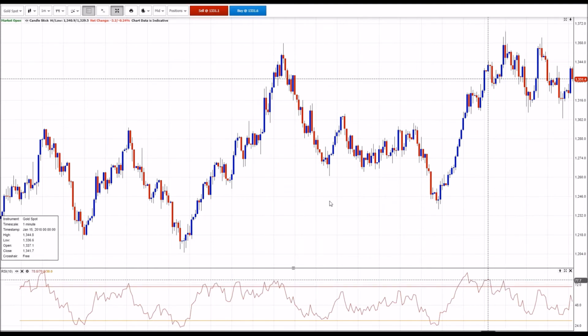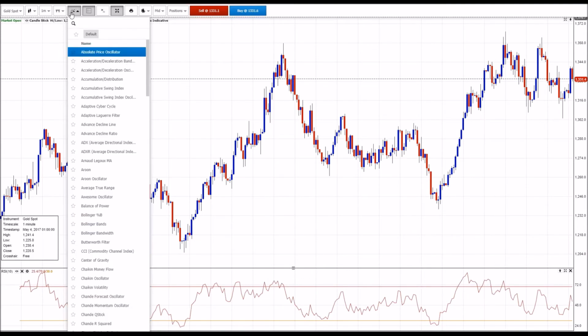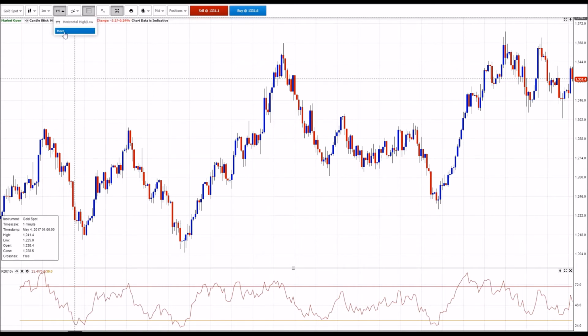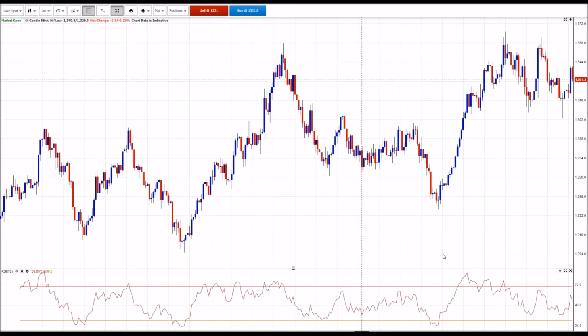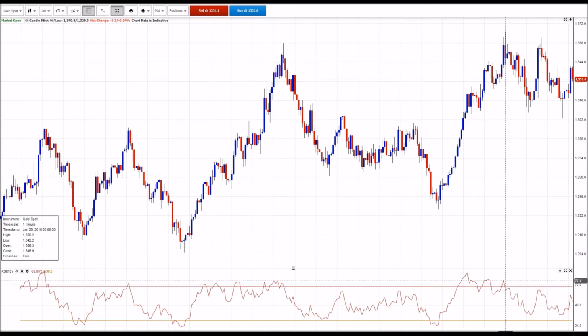Yet again, can I draw trend lines on the RSI? Let me have a go, just to highlight this a bit more. Can I do that on here? No, it's a quick answer.